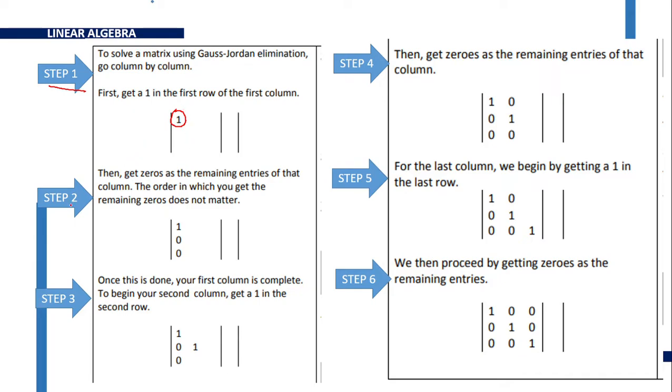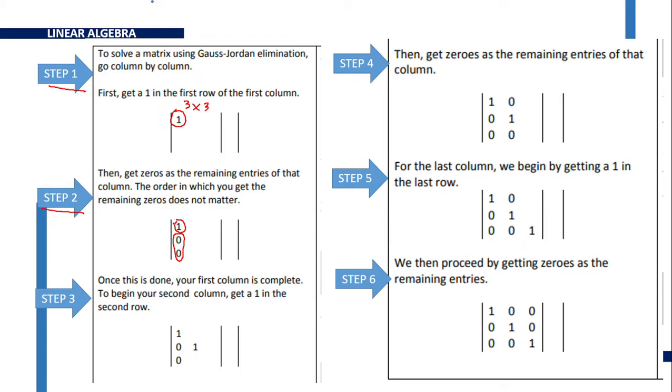Then step 2, get zeros as the remaining entries of that column. So, same column pa din, yung mga nasa baba niya. Ito kasi example natin dito is a 3 by 3 matrix lang. Okay? So, sabi dyan, get zeros as the remaining entries of that column. Di ba ito yung step 1 natin? Gawing 1 yung first element ng first column. Then, yung mga remaining entries niya ng column is gawin daw nating 0. The order in which you get the remaining zeros does not matter.